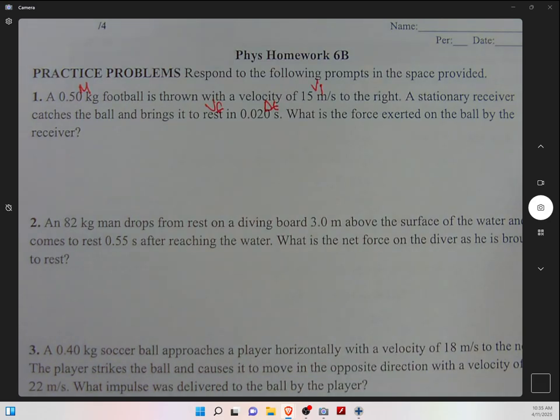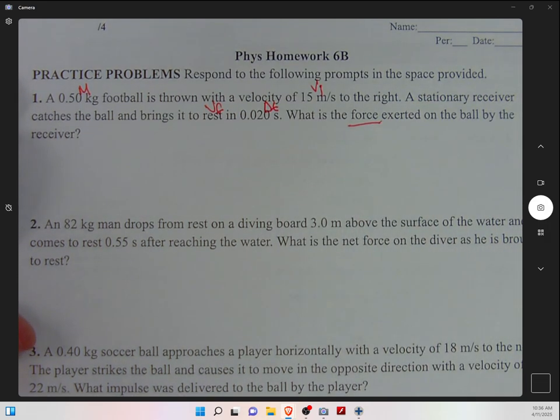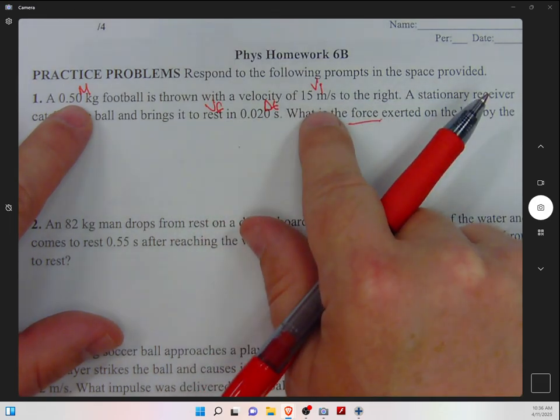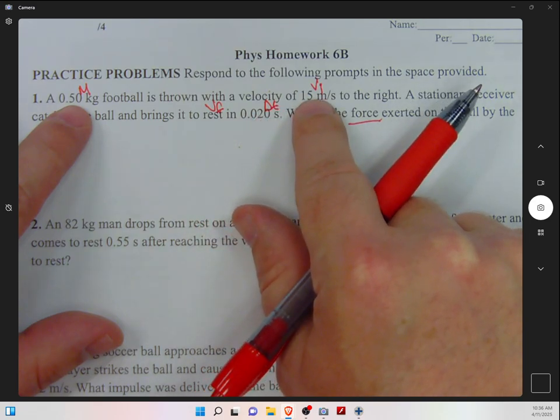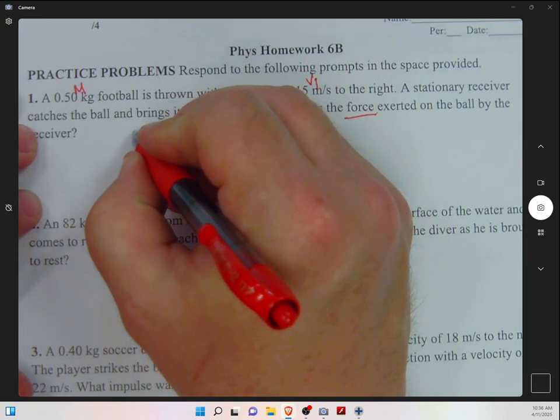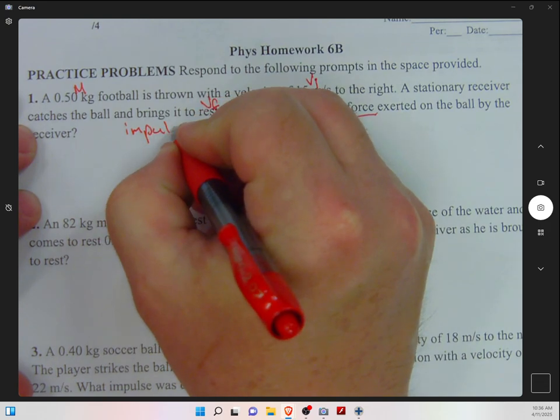What is the force exerted on the ball by the receiver? So we want to get a force calculation out of this, right? Our final answer is going to be a force. Now, if you've been following along with the introduction of momentum, right now, as it stands, I can do a calculation to figure out the change in momentum, because I have a mass and I have 2 velocities. And yes, that object goes from this initial velocity to this final velocity. So I can do a calculation of impulse.